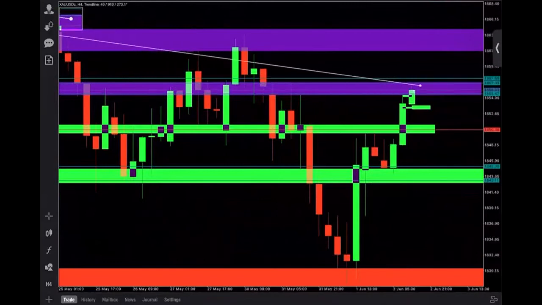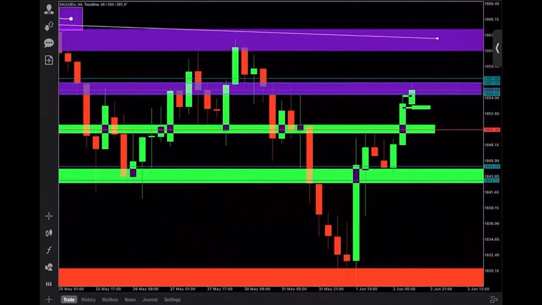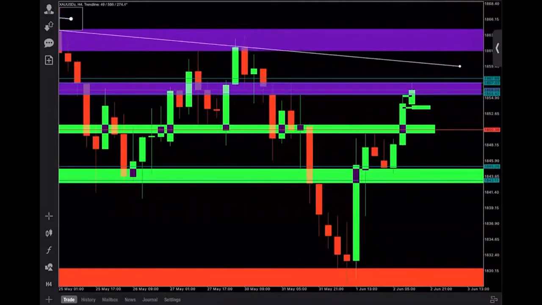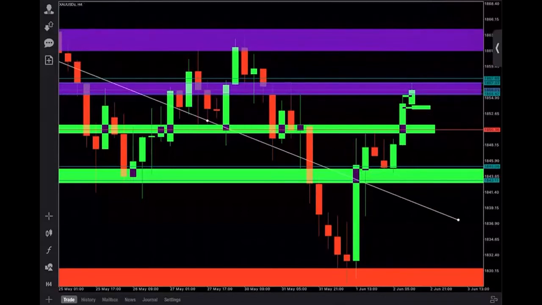For it to fall straight away, maybe it wants to fall here. So it will just go higher and then open the next red one, fall a bit, the next red one, retest and fall. Could be like that.